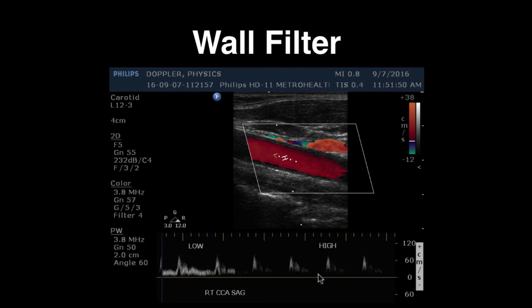So you can have a higher setting with higher velocity vessels, but remember, when you're scanning lower flow vessels, you have to have a low wall filter, otherwise you're going to lose all the vital signals that you need to make a clinical interpretation.